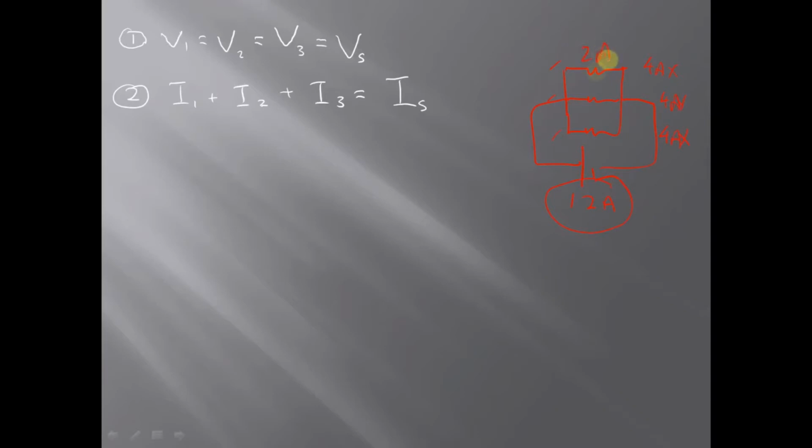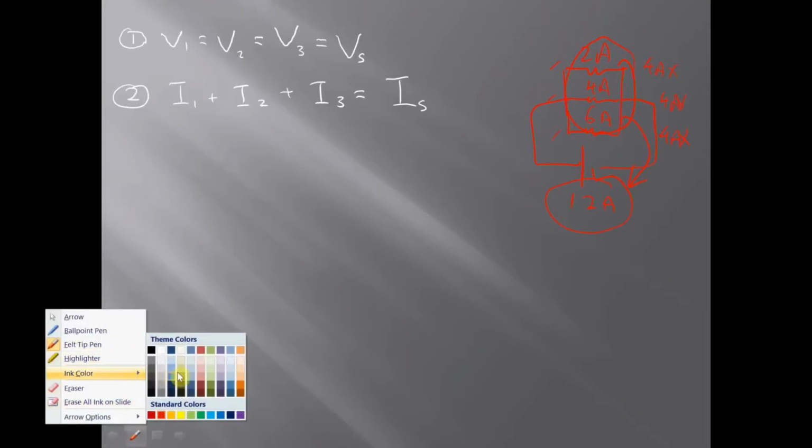Maybe this is 2 ampere. Maybe this is 4 ampere. So at the end of the day, it must be 6 ampere here. Total must be equal to 12. That's the key point. Alright? Next. Later I'll show you some examples. Then you will understand better what's going on.